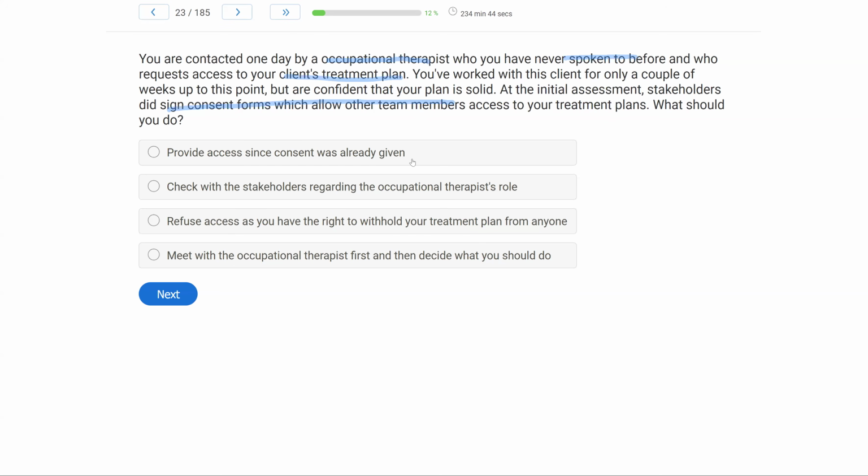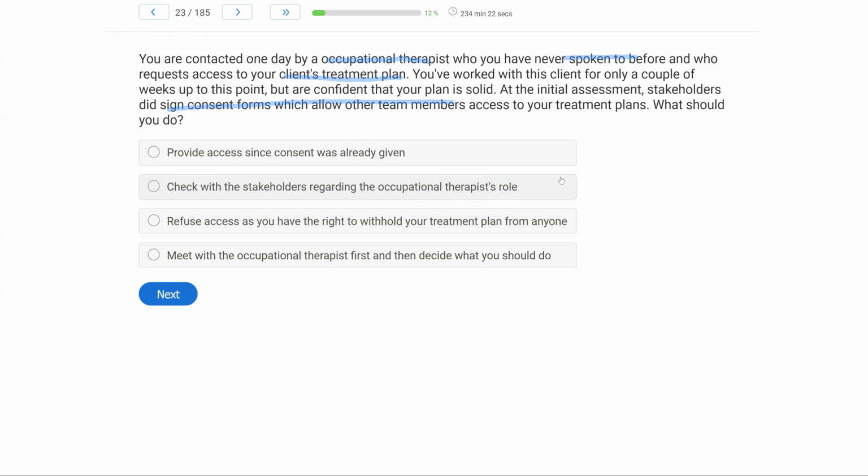A, provide access since consent was already given. Consent was given for team members. You've never spoken to this person. So just because they ask for the plan and you have consent for team members doesn't mean you should just give out information to anyone. B, check with stakeholders regarding the occupational therapist role.